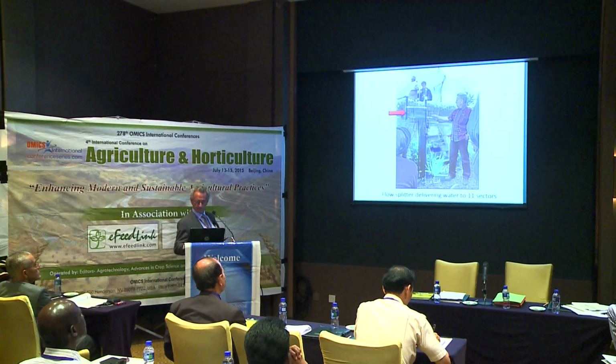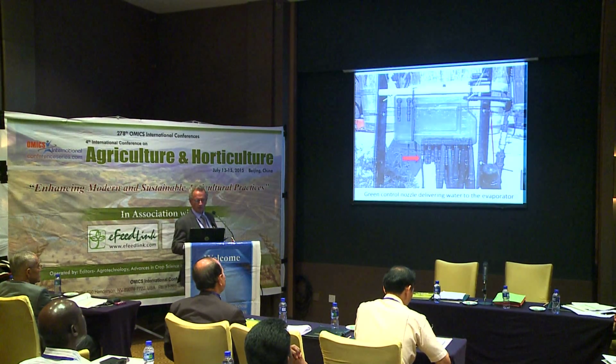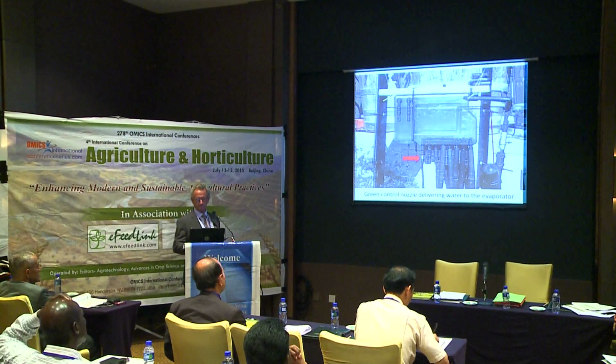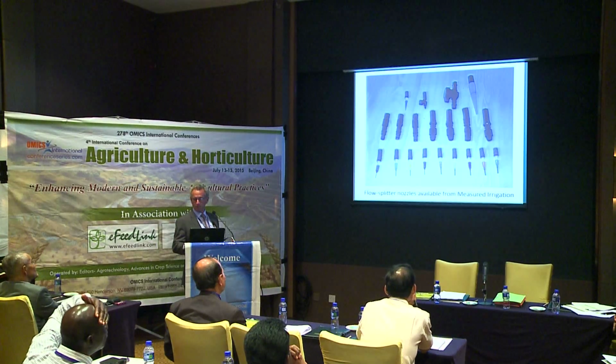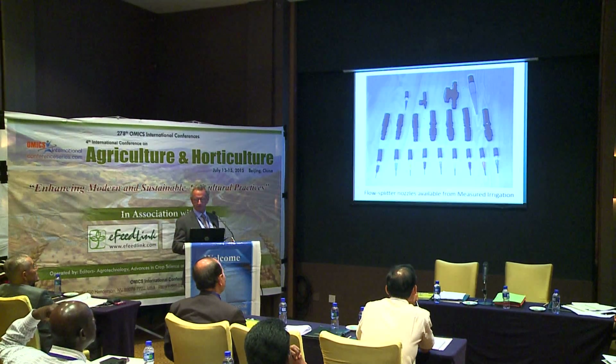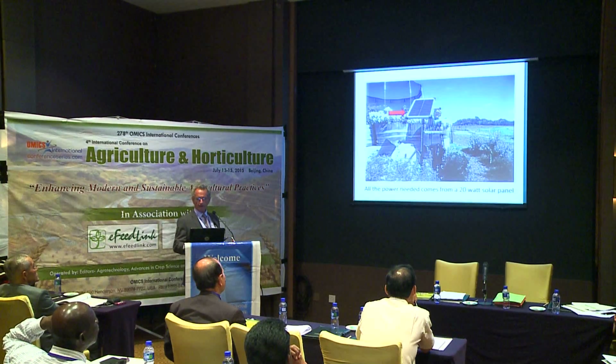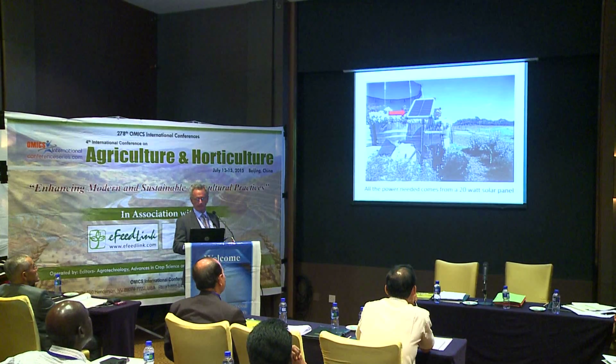Here we have a flow splitter delivering water to 11 sectors. Each sector has its own separate control. A green control nozzle delivers water to the evaporator. These are the flow splitter nozzles available from measured irrigation, going from very small up to quite large. All the power needed comes from a 20-watt solar panel.